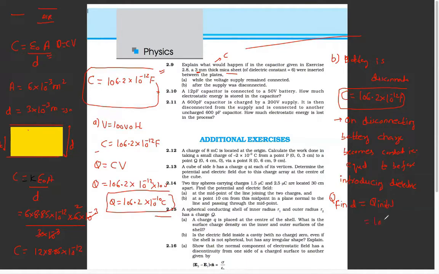106.2 into 10 raised to minus 12. Into 10 raised to the power minus 12, or minus 10 for the charge? Minus 10 raised to minus 12. Minus 12 was the capacitance. I'm asking about the charge. Yeah, minus 10.